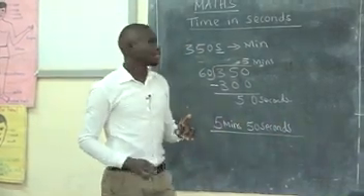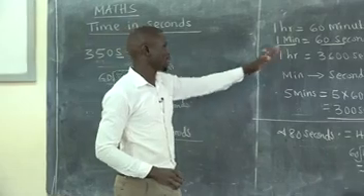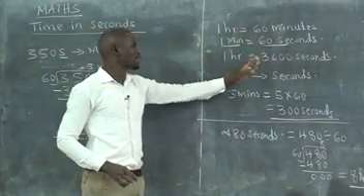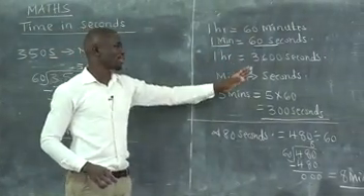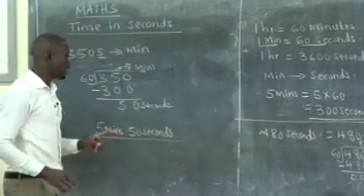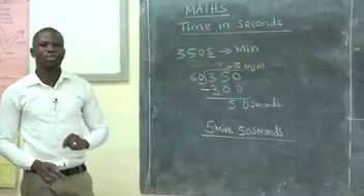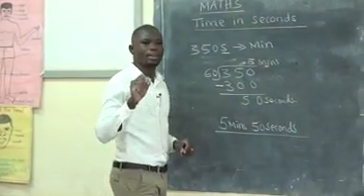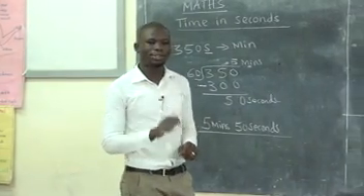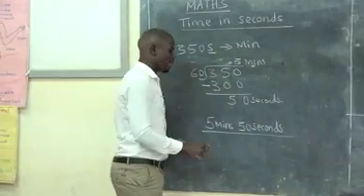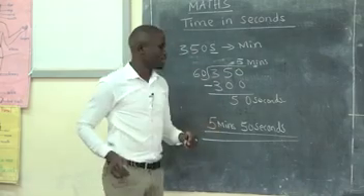Don't forget that 1 hour is equal to 60 minutes, 1 minute is equal to 60 seconds, 1 hour is equal to 3,600 seconds. To convert seconds into minutes, you divide by 60. To convert minutes into seconds, you multiply by 60. And that's how we do it.